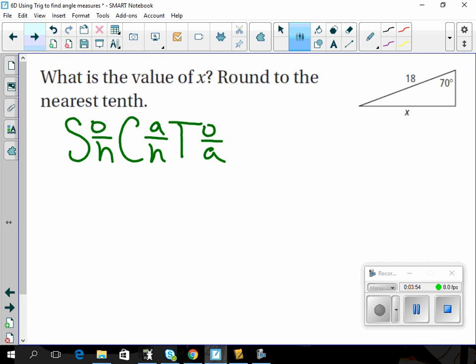What do we do first? Label the sides. Only the sides that we need, right? So I'm going to label the x and the 18 only with my either adjacent, hypotenuse, or opposite, right? So let's start with the 18. Now, I don't have a right angle drawn in there. Shame on me. I should.